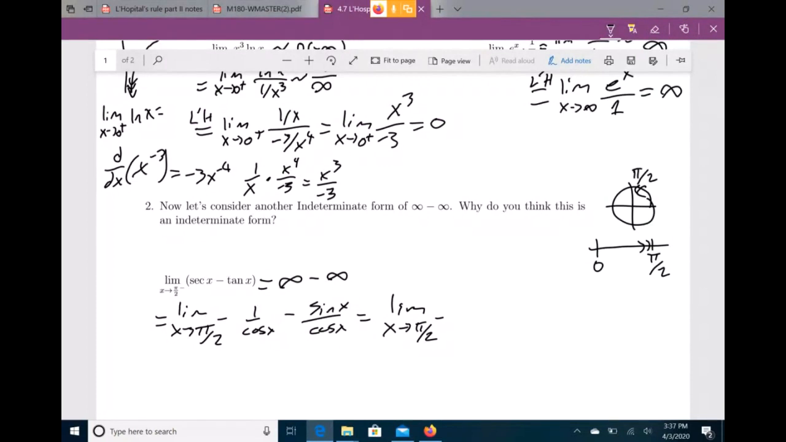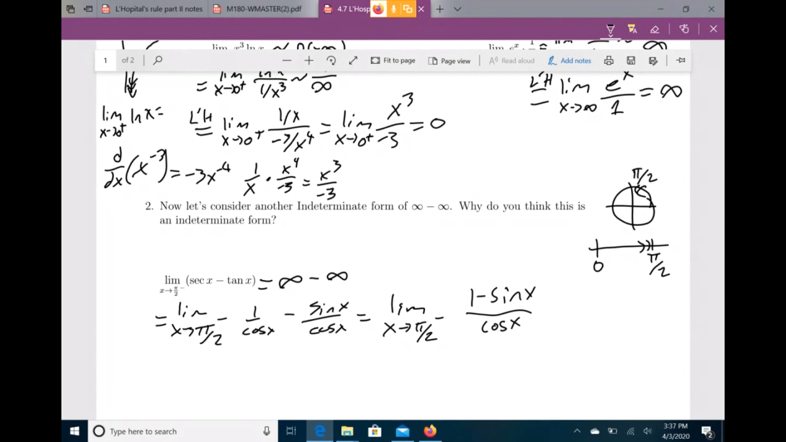Okay, so I actually already have a common denominator, don't I? I have cosine of x. They both have cosine in the denominator already. So adding these together as fractions is simple. You just add the numerators together, or in this case, take the difference. So this is the same thing as 1 minus sine x over cosine x.